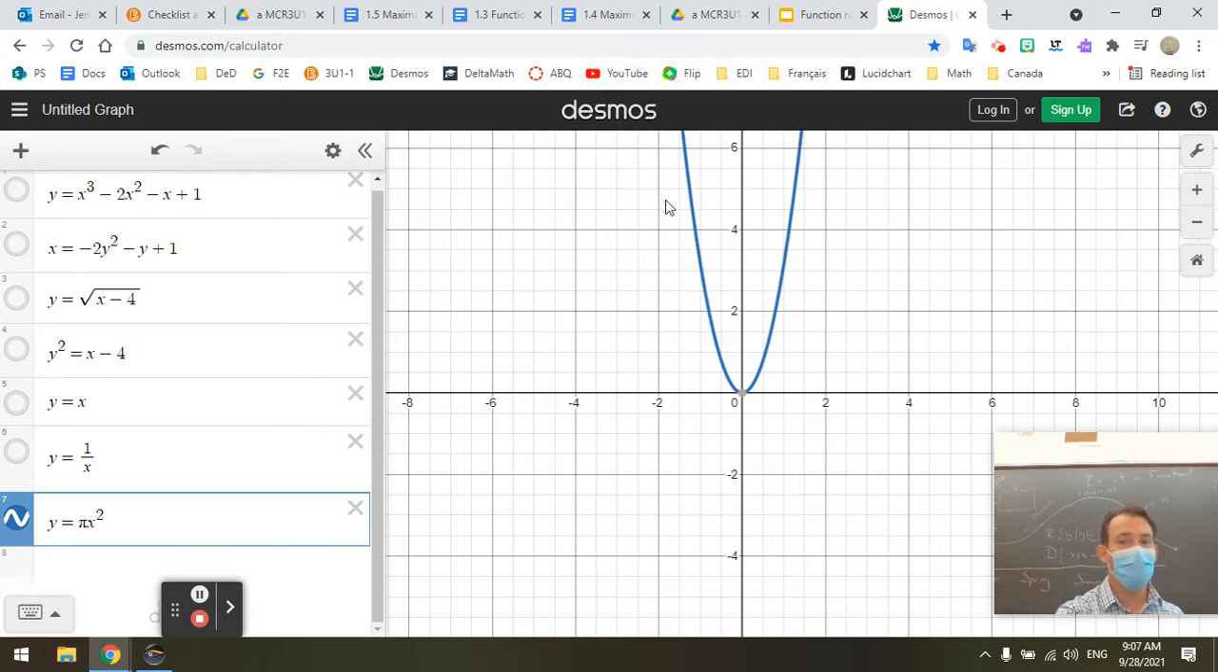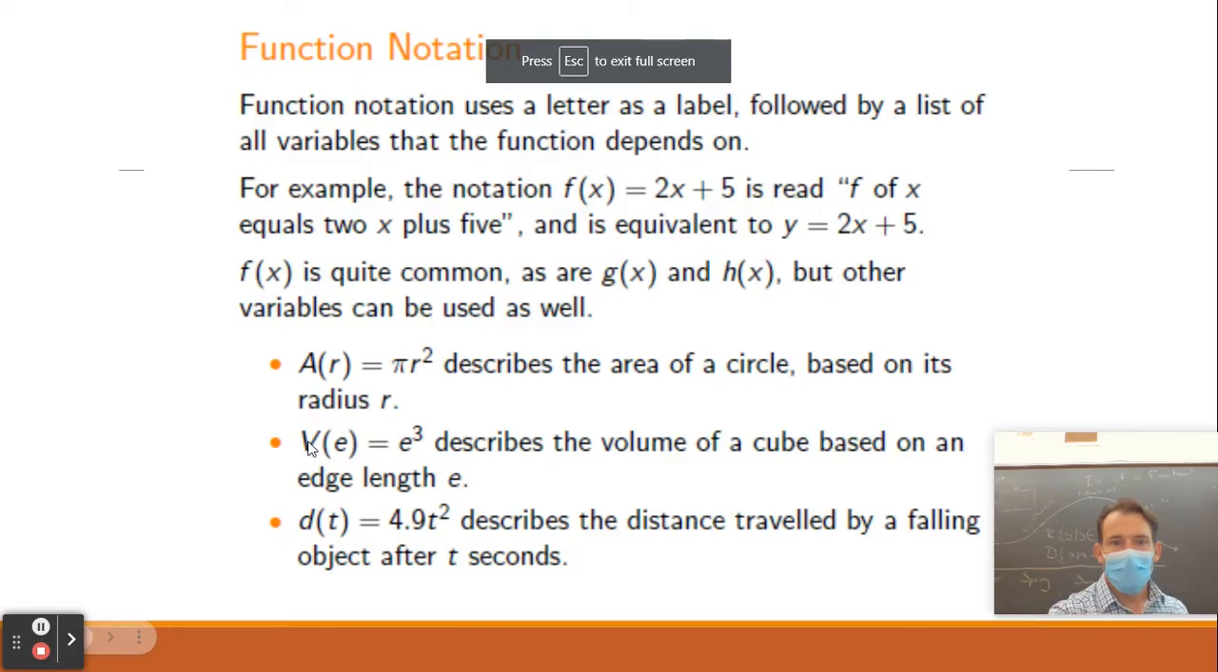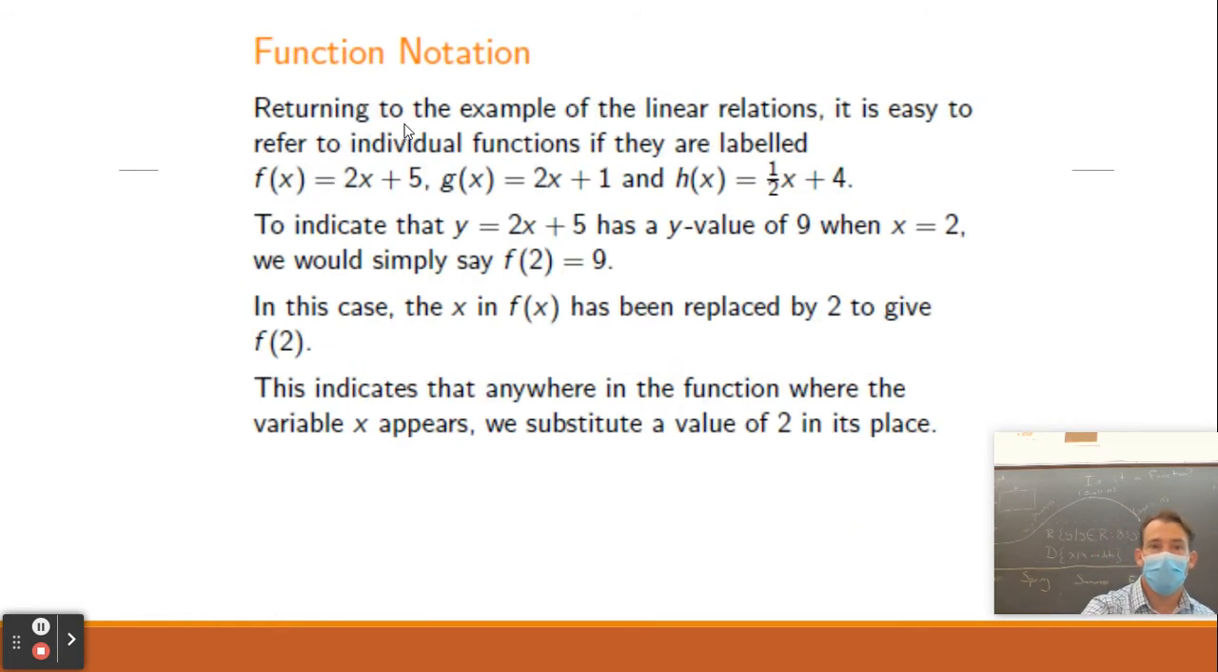If we did, they would have positive areas. Okay. So we also have v of e is e to the 3. This is the volume of a cube based on an edge length e. So v of e, the volume, is a function of edge length. And then d of t, distance is a function of time. So those are some different examples that we might have. So let's take a look at those linear relations.